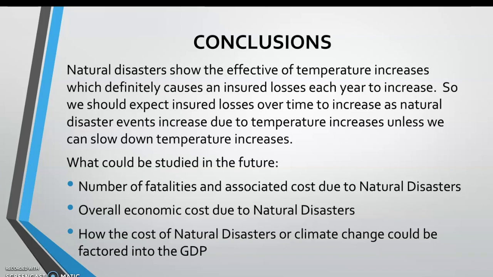For my conclusion, natural disasters show the effect of temperature increase, which definitely causes insured losses each year to increase. So we should expect insured losses over time to increase as natural disaster events increase as well due to the temperature increases, unless we can slow down temperature increases, which is obviously a very big thing nowadays with global warming.